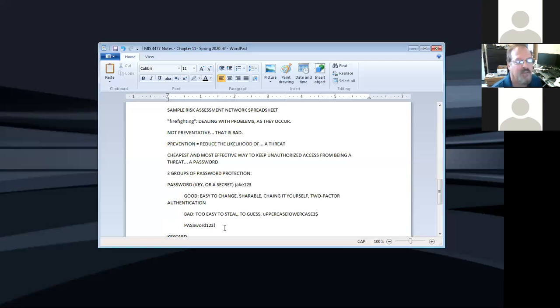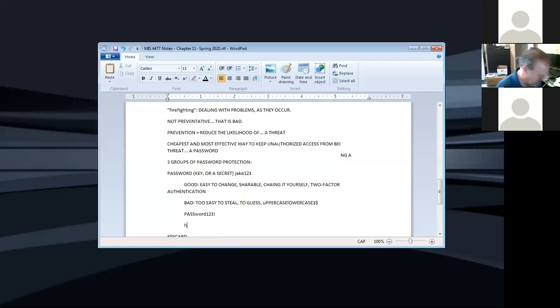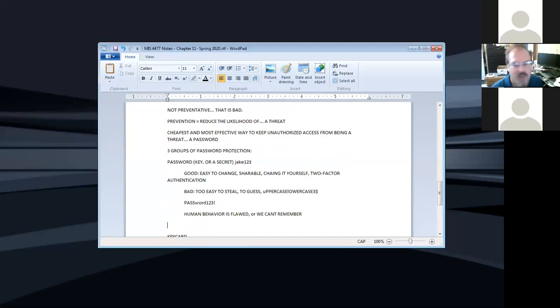That is in a password dictionary, guarantee it. So the point is that human behavior is flawed, or we can't remember. We can't remember complicated passwords. We need to make them complicated, and we can't remember them.